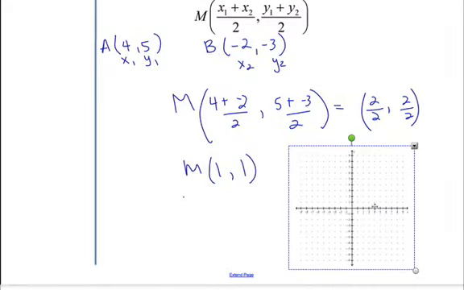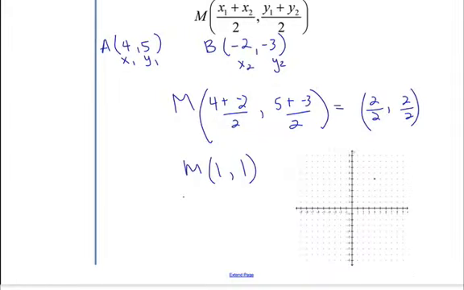So A was at 4, 5. So 4, 5 is about, let's see, over 4, up 1, 2, 3, 4, 5. So 4, 5 is about right there. B was at negative 2, negative 3. So over 2, down 1, 2, 3. So that's right there. If we connect those with a segment, does it seem reasonable? And our midpoint would be at the point 1, 1, which is right there. I think that totally seems reasonable. It looks like it's halfway in between. So just do a quick sketch to make sure you didn't miss any negatives or add anything wrong and that the midpoint looks like it's in the right place.